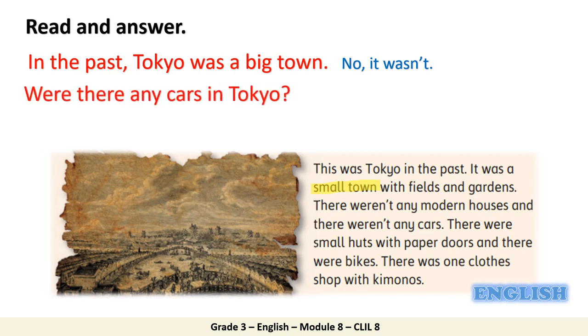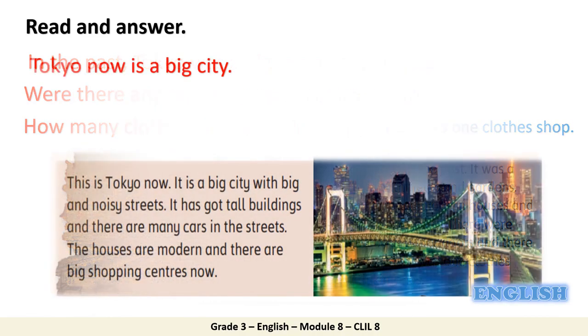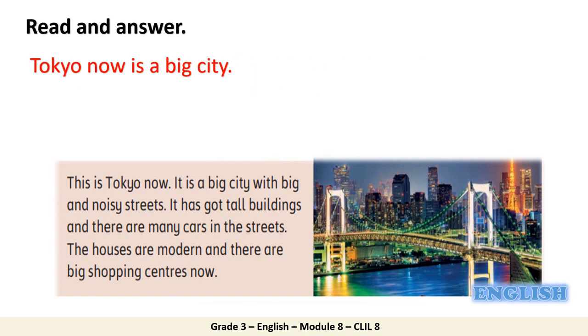Were there any cars in Tokyo? No, there weren't. Amazing. And let's do one more. How many clothes shops were in Tokyo? Great. There was one clothes shop. Let's continue answering more questions about the other part of the text.